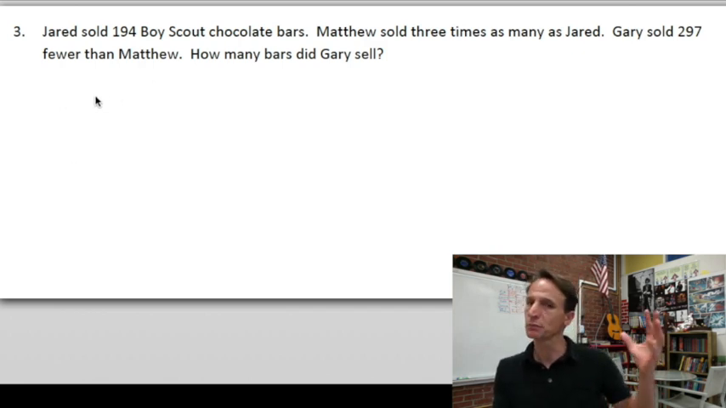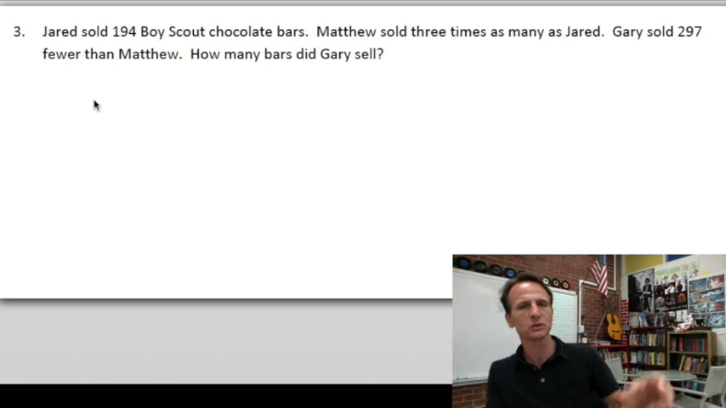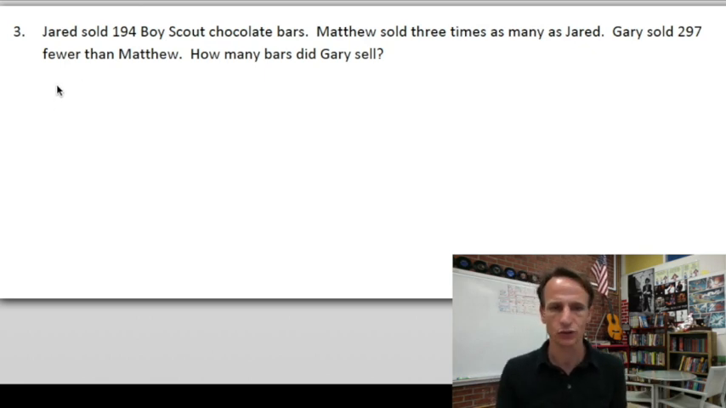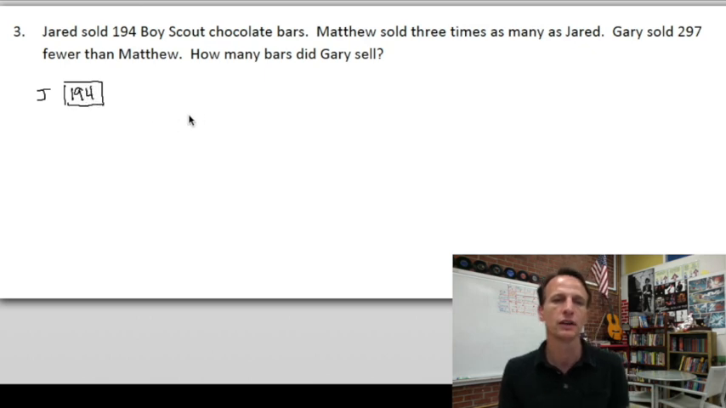So we know we have comparison going on here. This many more, this many times more, this many less, this many fewer. So we know we are going to draw 3 separate tapes here, because we're not talking about part of a whole. We're talking about 3 separate Boy Scouts. So Jared, he's got 194 sales under his belt, his Boy Scout buckle belt.